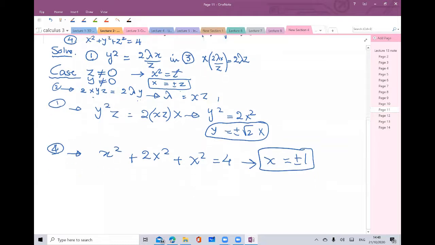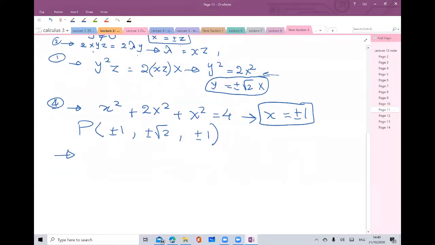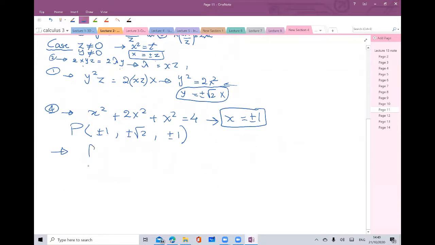Using this information, now I have x is plus or minus 1, my y from here is plus or minus square root 2, and my z is plus or minus 1. So I have the points at which I have extreme values. Step 2: I'm going to plug these points in the function, get my values and compare these values.